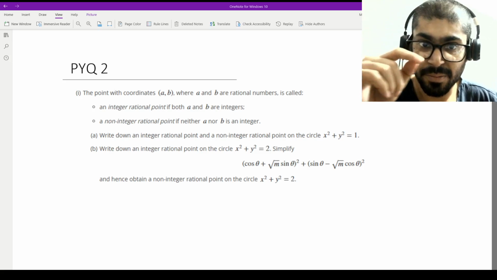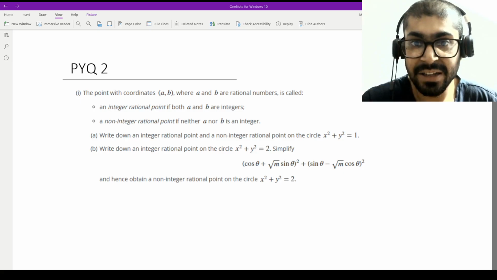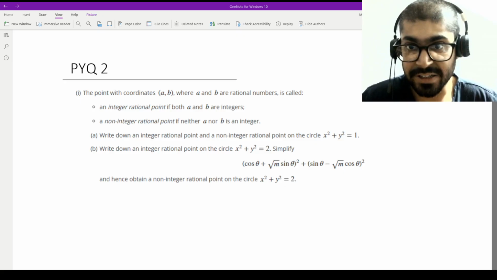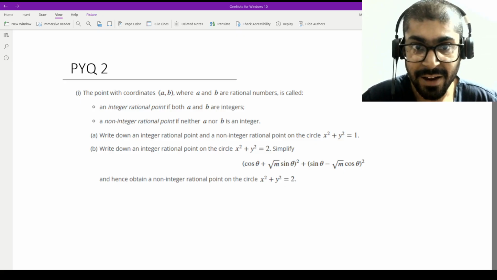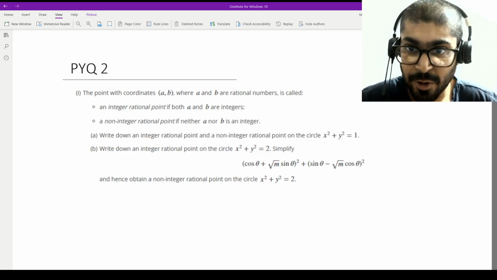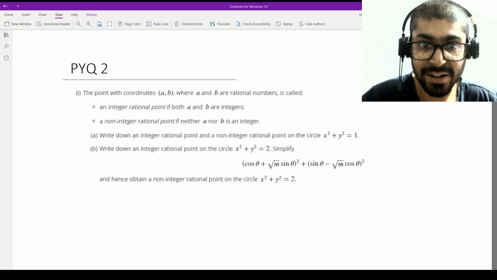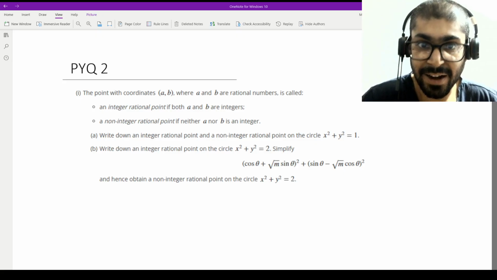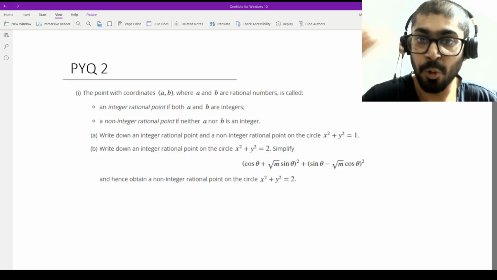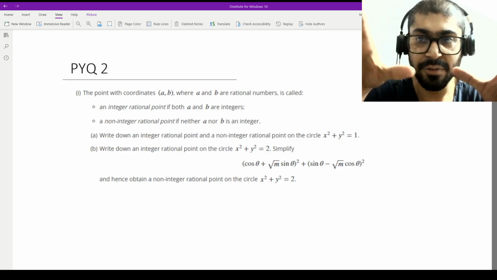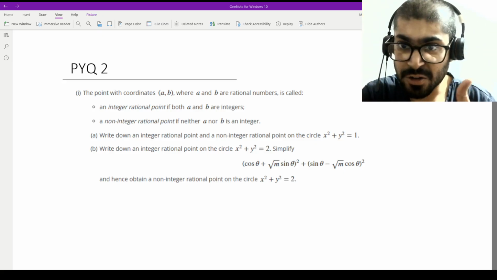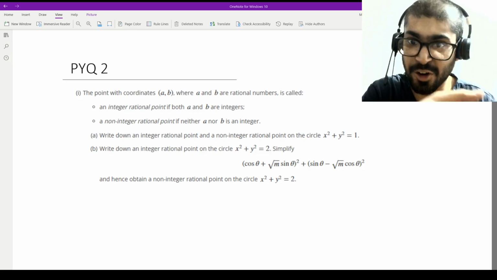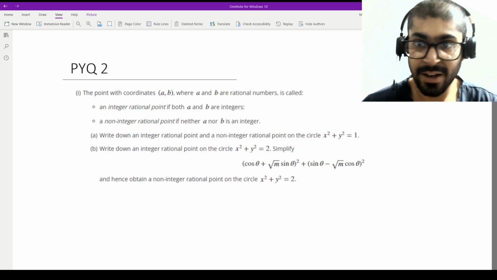Now in the second point it is said that neither a nor b should be an integer. Even if one of them is an integer, that should not be a non-integer rational point, right? So if neither of them is an integer, then it will be called a non-integer rational point. If it is an integer rational point, then both a and b should be integers. So that means if one of them is an integer and the other one is not, then we will not be able to classify them. It's either both or neither. Okay, with that being clarified, let's move on.